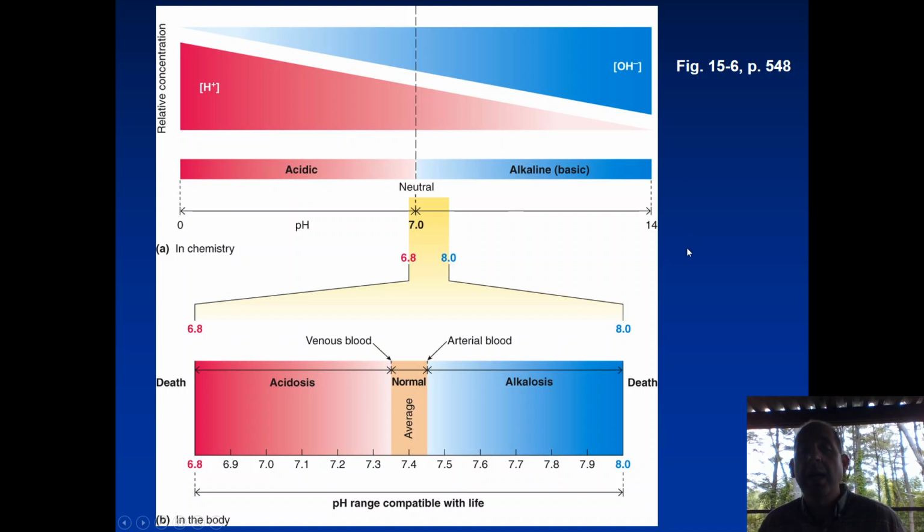That's figure 15-6. In summary, our normal range of pHs for body fluids is 7.35 to 7.45. The range of pHs compatible with life is 6.8 to 8. And any pH below 7.35, we would say the subject has some form of acidosis, and above 7.45 has some form of alkalosis.